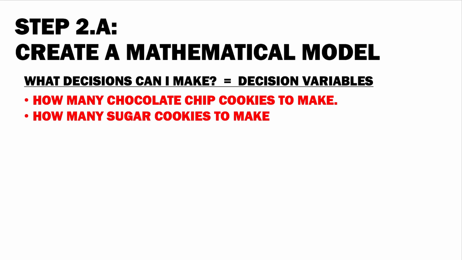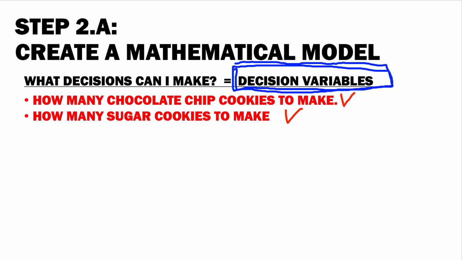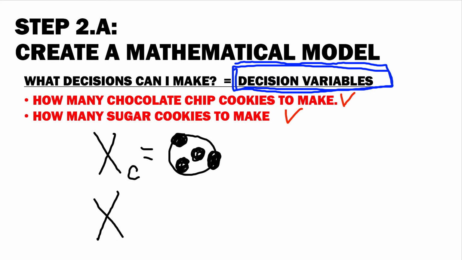To make our lives easier, let's start with the second question, which was, what decisions can I make? And we need to decide how many chocolate chip cookies to make and how many sugar cookies to make. These are what we call decision variables. All right, so let's give them a variable. Let's have XC represent chocolate chip cookies, and let's have XS represent our sugar cookies. All right, done.